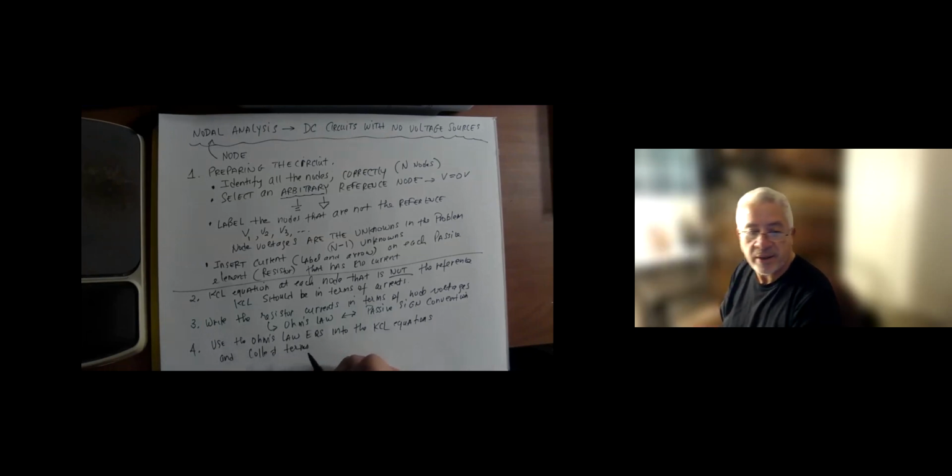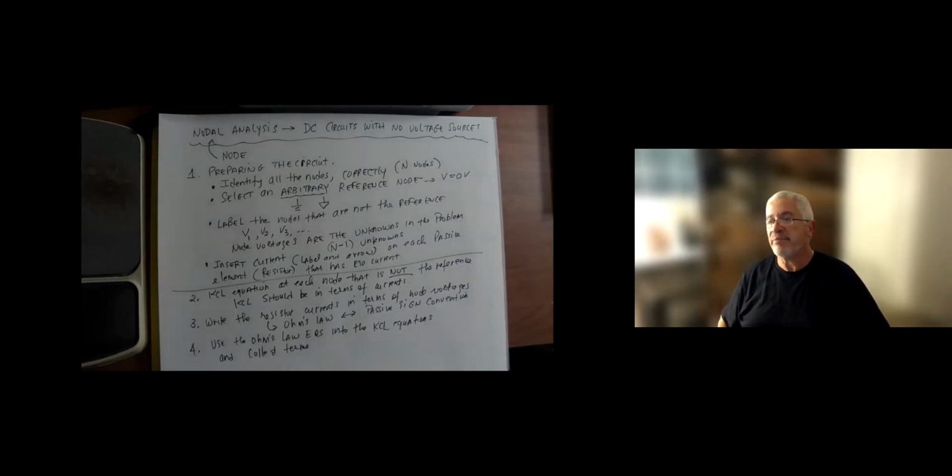And then step 4, use the Ohm's law equations in the KCL equations and collect terms. Okay. You should at this point get 3 equations for 3 unknowns, 4 equations for 4 unknowns, and essentially you should be able to go to your calculator and calculate the node voltages then.